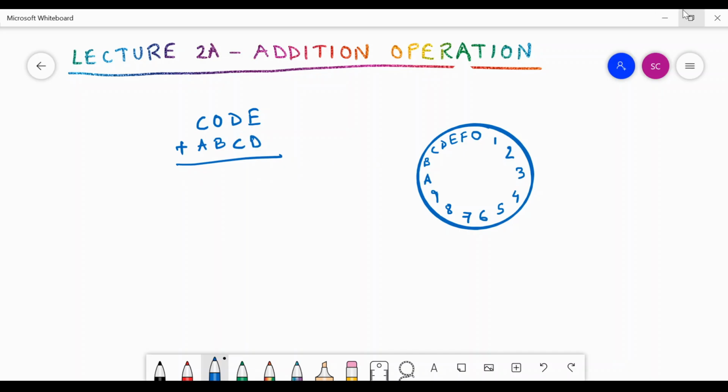Then you start from D, and you have to go 14 positions to the right, because E is 14. You start from here and then count 1, 2, 3, 4, 5, 6, 7, 8, 9, 10, 11, 12, 13, 14. You reach B. This is where you reach. And how many times have you crossed 0? Once.